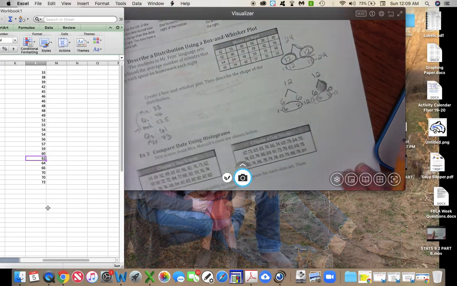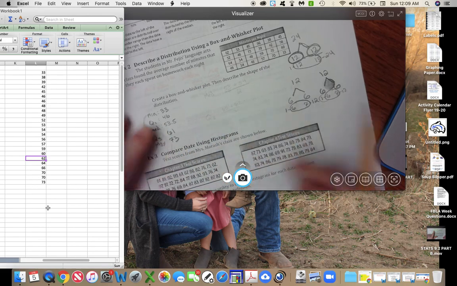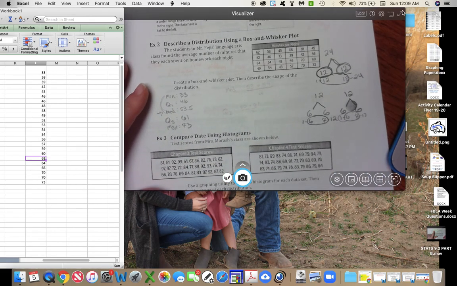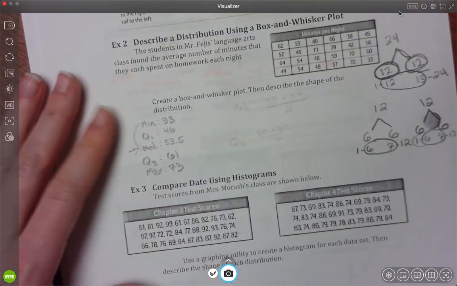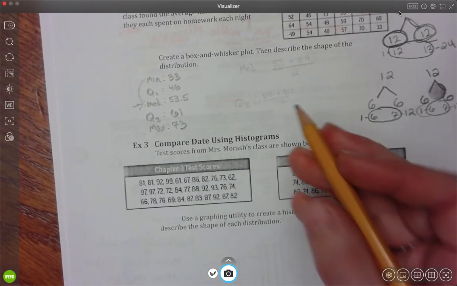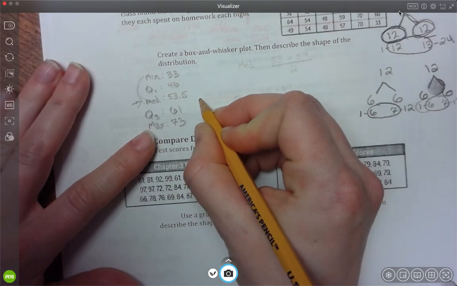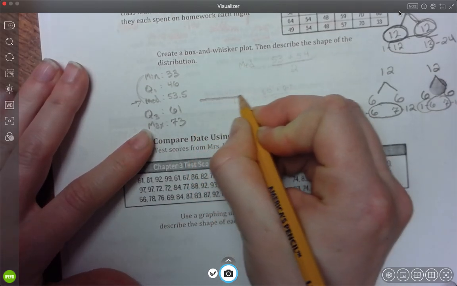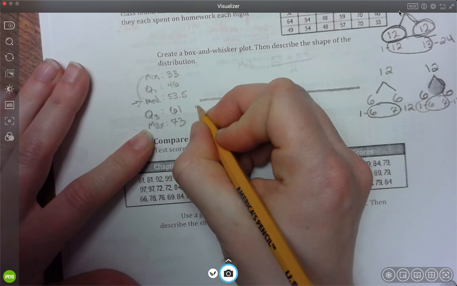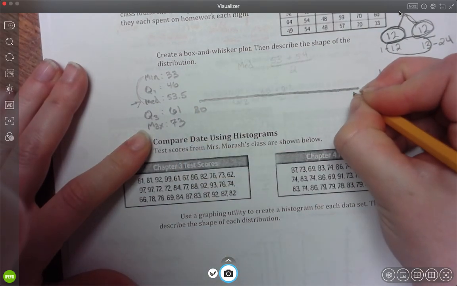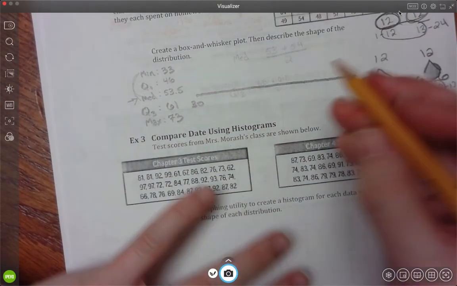And to do that, my lowest number is 33, my highest number is 73. Let me go full screen now. Okay, lowest number is 33, highest number is 73. So I'm going to go from like 30 to maybe 80 here. Okay, so I'm going to make like a number line here, and I'm going to go 30 here and 80, and I'm going to try to evenly space these out.